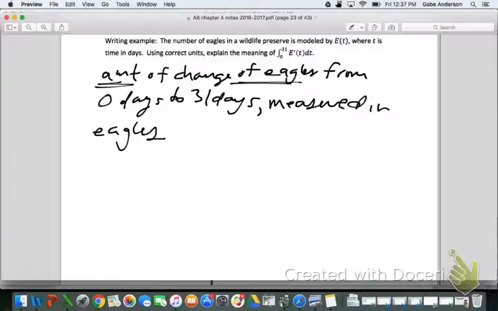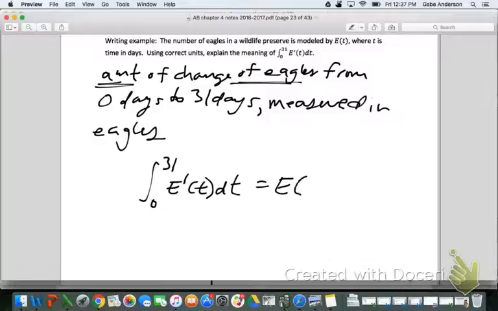Awesome. Can I ask you guys to do one more little thing with this? If we had the integral from 0 to 31 of e prime of t, if I asked you to simplify that symbolically, what would the right side of the equation look like? E of t. That's what I'm looking for. It would be e of 31 minus e of 0. And you're right, the in-between step would be e of t evaluated from 0 to 31.